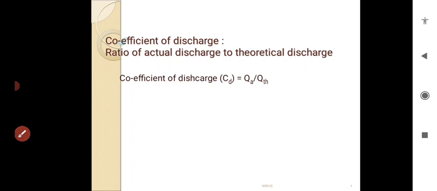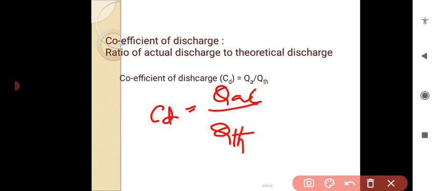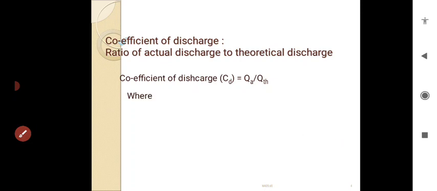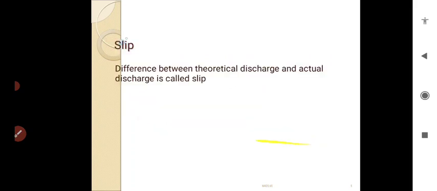Coefficient of discharge is defined as the ratio of actual discharge to theoretical discharge. So coefficient of discharge CD is equal to actual discharge by theoretical discharge, where QA is the actual discharge in meter cube per second, and QTH is the theoretical discharge in meter cube per second.